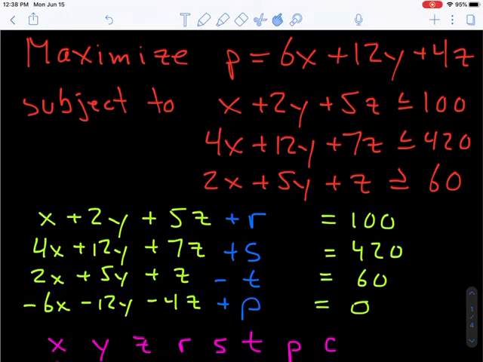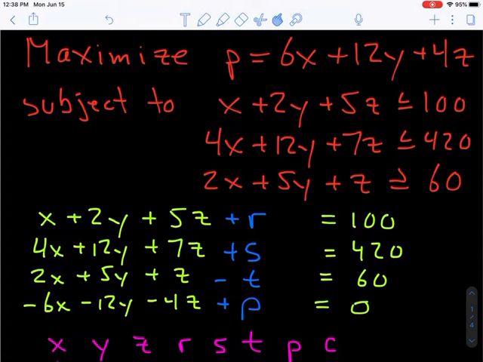In this video, I am going to go through the entire process of solving a linear programming problem that has mixed constraints. Now, I've worked out most of the problems on here just to save time. Otherwise, this would be about a 20-25 minute video. So we want to maximize p equals 6x plus 12y plus 4z, subject to these three constraints.